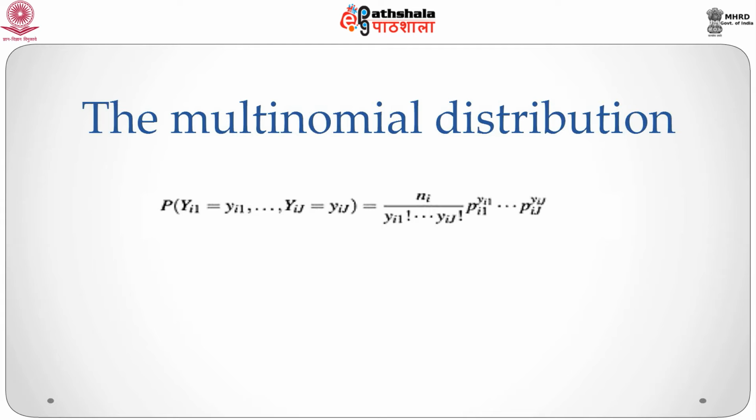Now, conditional on the total n, which of course may be 1, you all know that the multinomial likelihood is given by probability yi1 equal to small yi1 and so on up to probability yiJ equal to small yiJ is ni factorial over yi1 factorial up to yiJ factorial, times the product of the pij's to the power yij's.